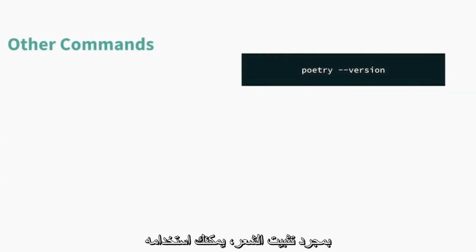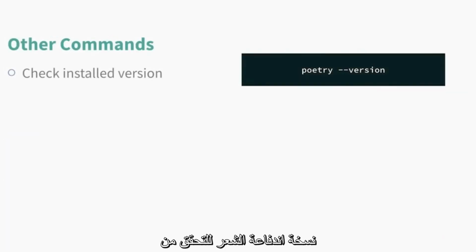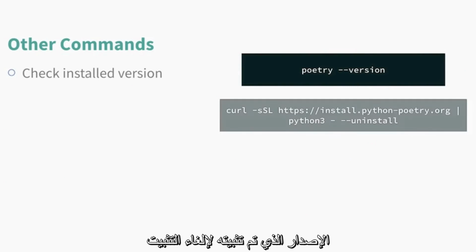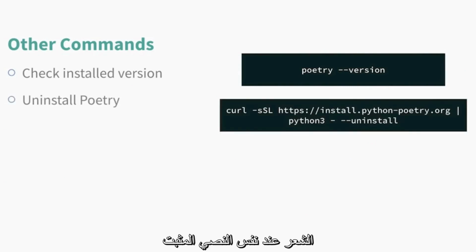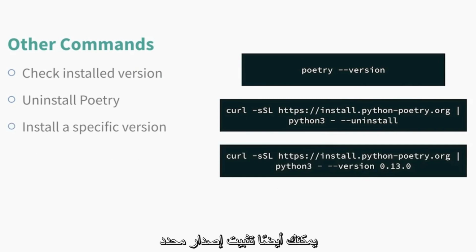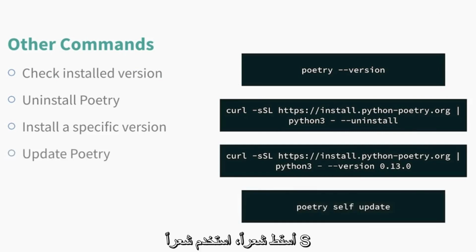Once Poetry is installed, you can use poetry --version to check the version that was installed. To uninstall Poetry, run the same installer script with the --uninstall flag. You can also install a specific version of Poetry by adding the version number with the --version flag when running the installer script. Finally, to update Poetry, use the poetry self update command. And these are the basic commands to manage your Poetry installation.